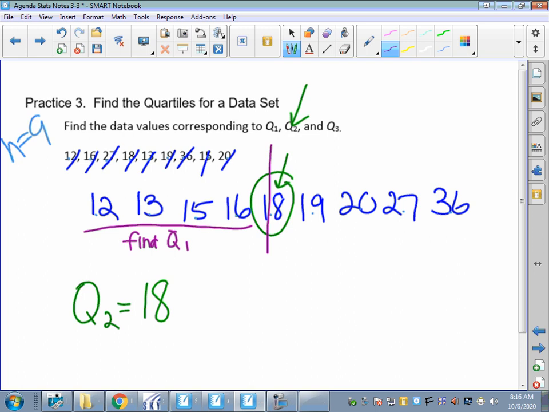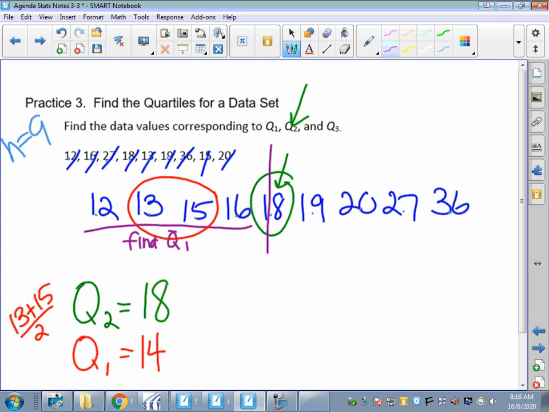If I didn't, I'm going to have to do what I did for these guys. So I've got 2 values here in the middle, right? I've got 4 pieces of data. I'm finding the median for the Q1. So 13 to 15. So Q1 is going to be the average of 13 plus 15 divided by 2. So that's going to come out to a nice neat 14. So it splits it right down the middle in between those guys.